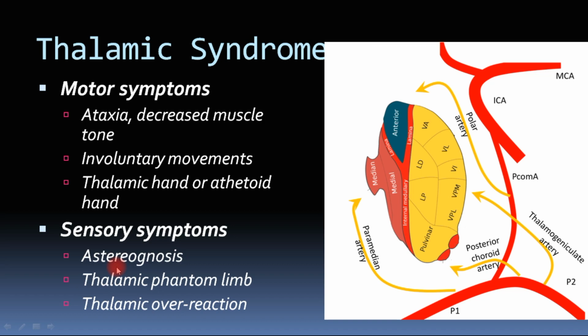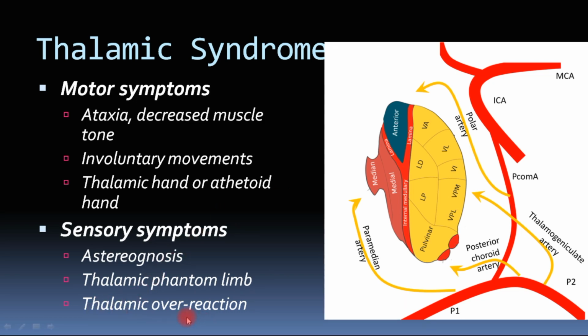The other sensory symptoms include thalamic phantom limb. That means the patient with closed eyes will not be able to localize the arm or the position of the limb. That is again because of the destruction of these sensory relay centers. The sensation is not reaching the cortex, and that is why the proprioception sensation is interrupted, and because of that the patient is unable to localize the position of the limb.